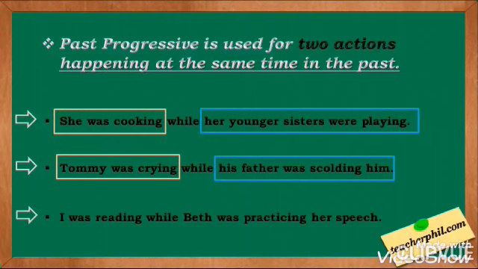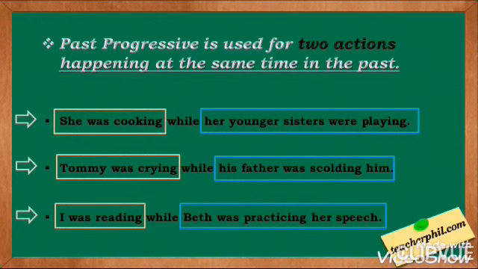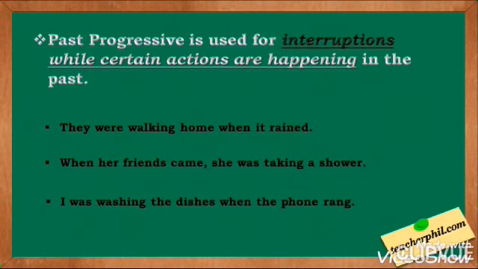I was reading while Beth was practicing her speech. The first action, I was reading, and the second action, Beth was practicing her speech. They were happening at the same time in the past, and we have to know that while is followed by the past continuous, and the other one is past continuous too, because the two actions were happening at the same time in the past. The past progressive is also used for interruptions.